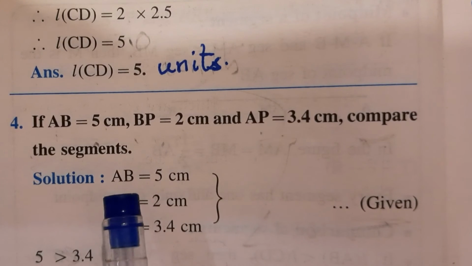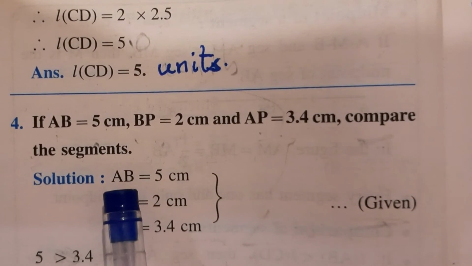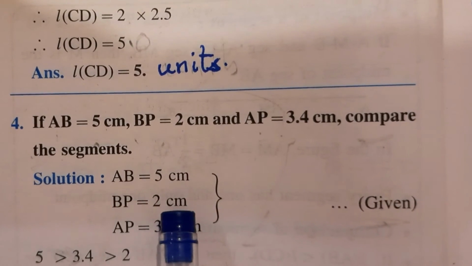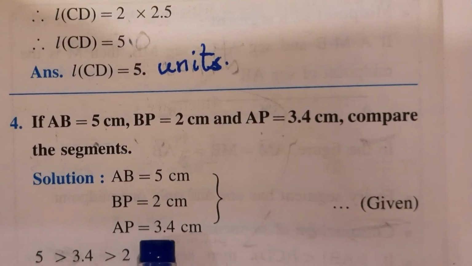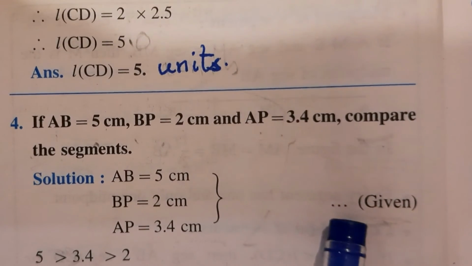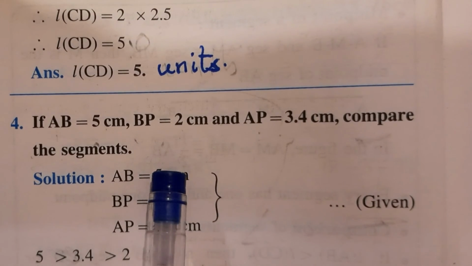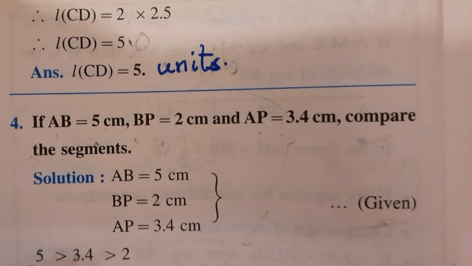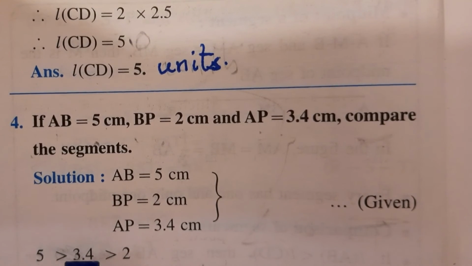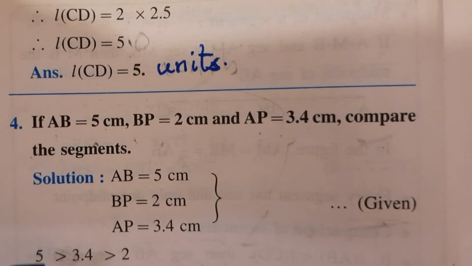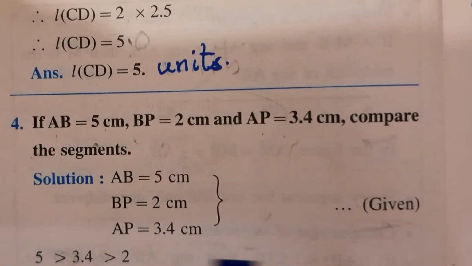Now we'll first mention in the solution the lengths of these segments. Length AB is 5 centimeters, length BP is 2 centimeters, and length AP is 3.4 centimeters. All this is given to us. Out of these three, see which is the greatest length. The greatest length is 5. Now 5 is greater than 3.4 and 3.4 is greater than 2. Therefore the greatest length is 5 and the smallest length is 2.